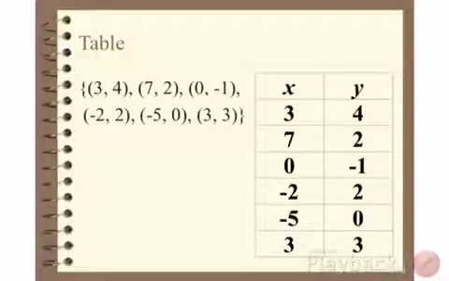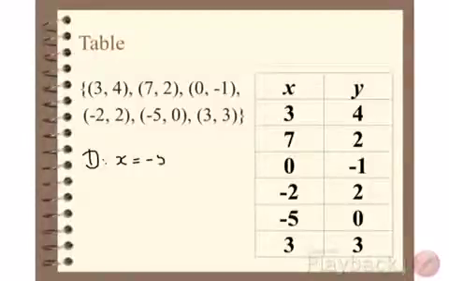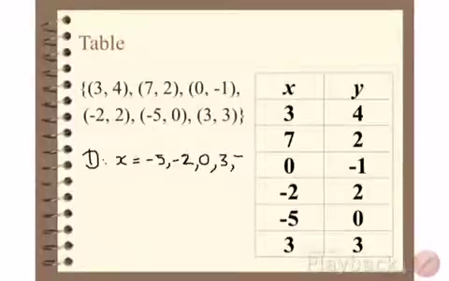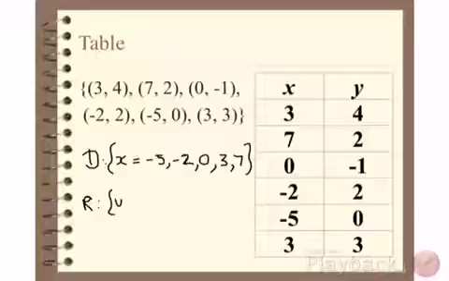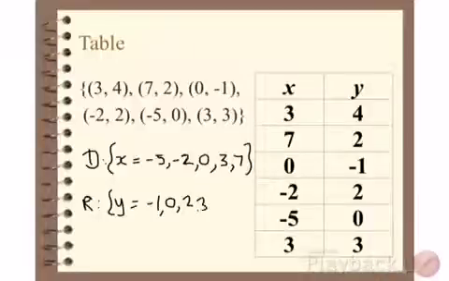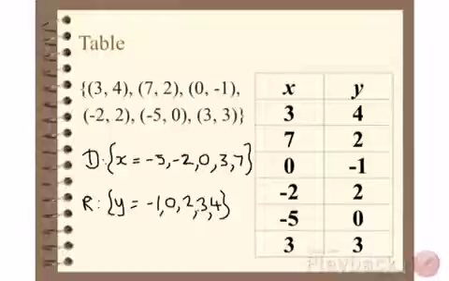So my domain is that x is equal to, again, don't repeat any. My smallest is -5, and I want them in numerical order: -5, -2, 3. I forgot 0, sorry: -5, -2, 0, 3, and 7, and that's that one. And then my range, again, don't repeat any, so I should have y is equal to -1 as my smallest, then 0, 2, 3, 4, in curly brackets.